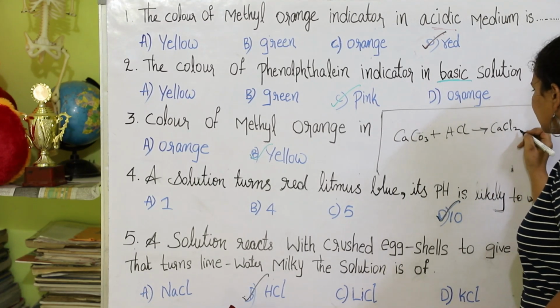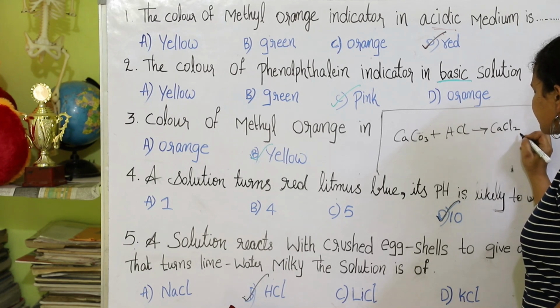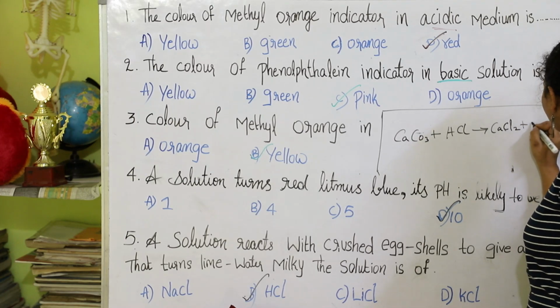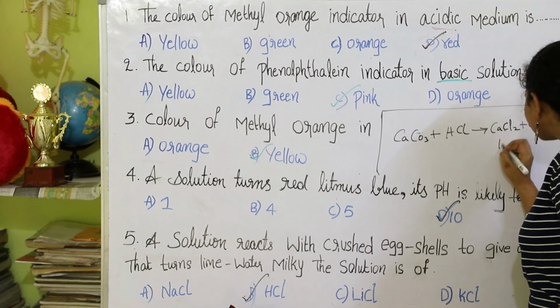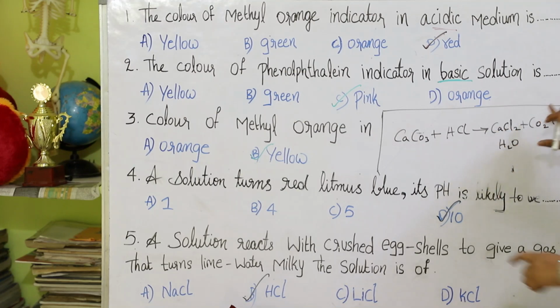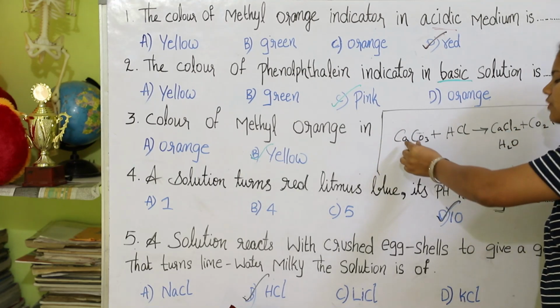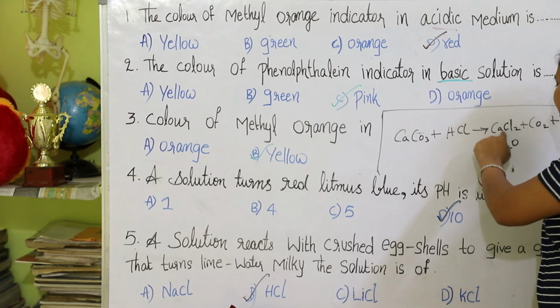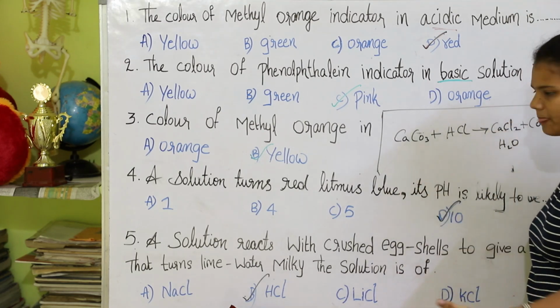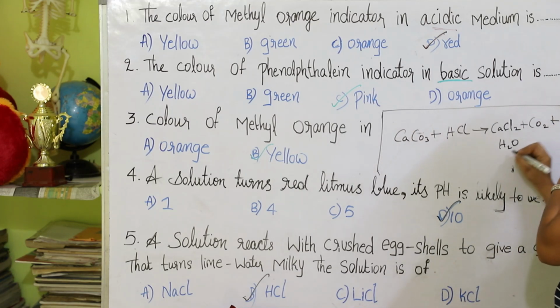CaCl2. CaCO3 plus HCl gives rise to CaCl2 plus CO2 plus H2O, guys. Okay, this is the equation that happens. CaCO3 plus HCl gives rise to calcium chloride plus carbon dioxide plus water, H2O. Water is in the form of liquid, whereas carbon dioxide is in the form of gas. Okay, it evolves as a gas.